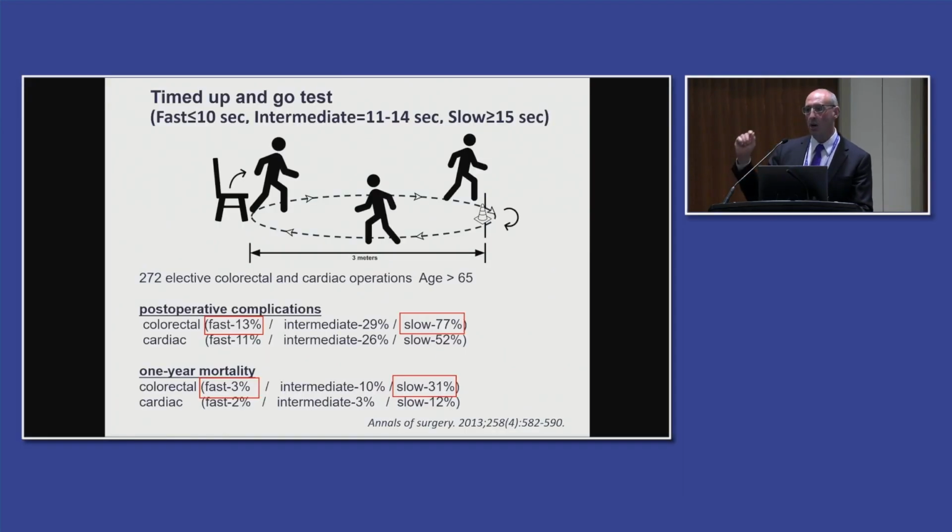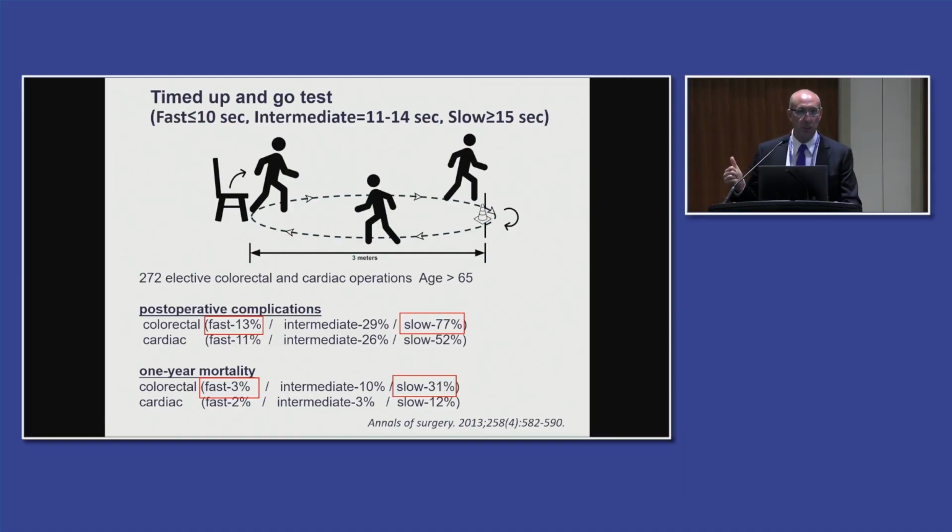I want to show you another example of something that uses muscle function. This is Tom Robinson's study from Colorado. What he did was a timed get up and go. This is a very simple test. You sit down, you start the clock, you get up, walk 10 feet, turn around, go back, sit down again. Stop the clock. Really simple, right?